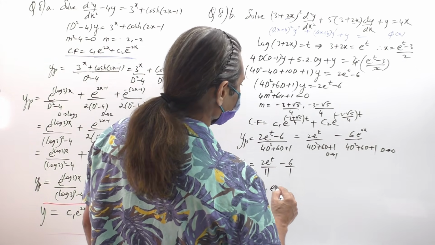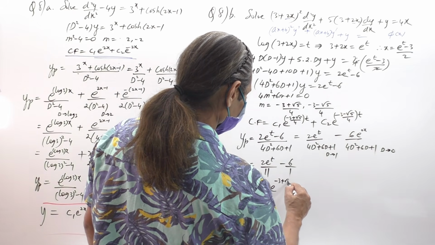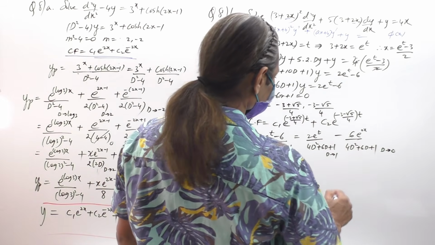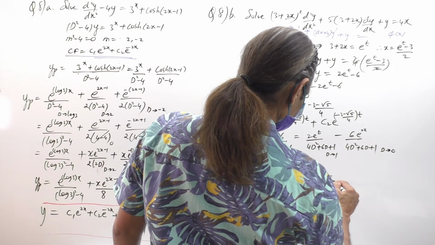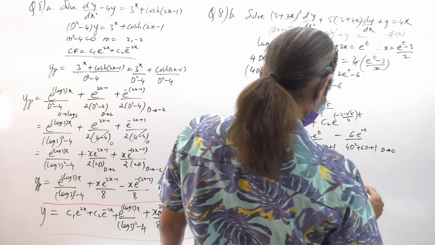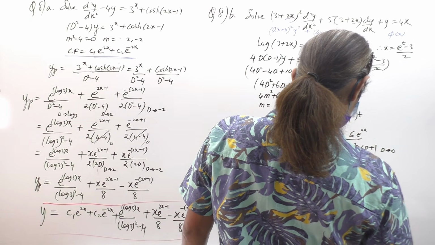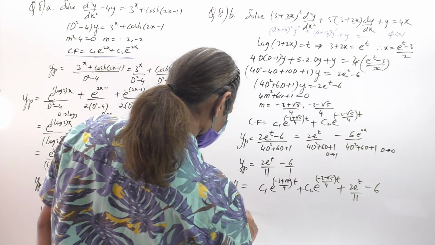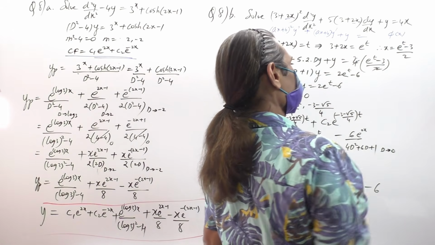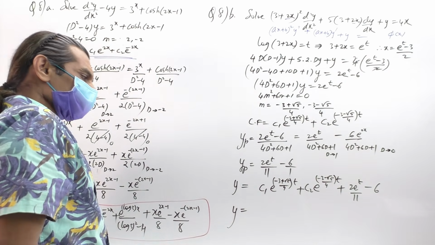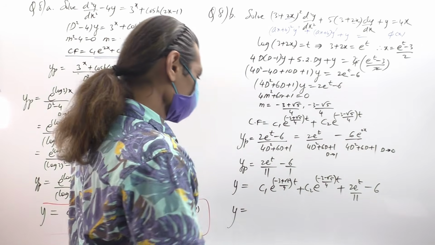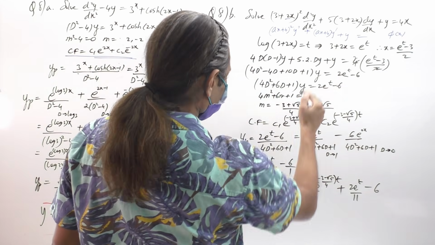That's all. Therefore solution is equal to CF plus PI. So C1 e raised to (−3 + √5)/4 t plus C2 e raised to (−3 − √5)/4 t plus 2e^t by 11 minus 6. As I discussed earlier, since the question we have taken the assigned t and solved the equation, converted it to a differential equation and solved it, and since the question is given in terms of x, the solution also needs to be in terms of x only. So choose appropriately.